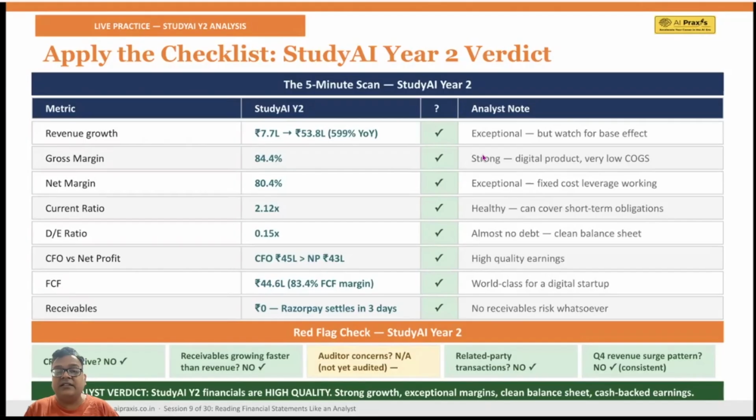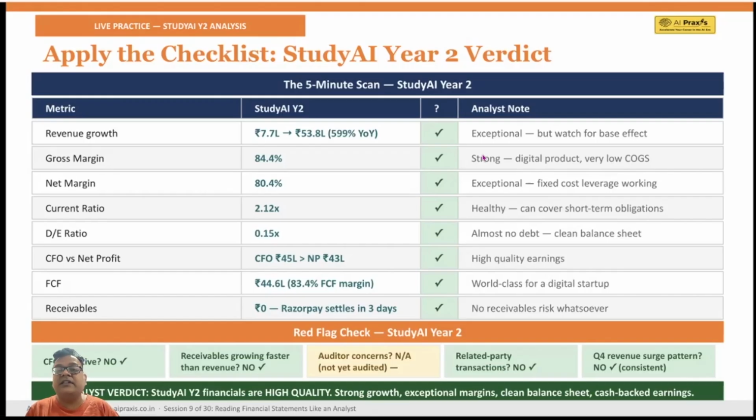So, final analyst verdict. Putting everything together: strong growth, exceptional margins, clean balance sheet, and cash-backed earnings. The confusion that arises through all this is not there. Okay. Then study A's year 2 financials, if you look at, are really, really high from all this.